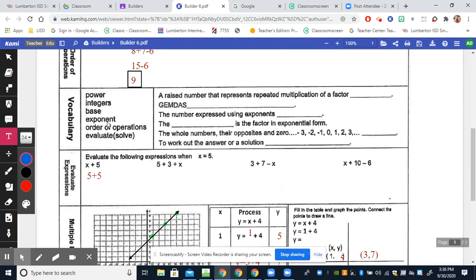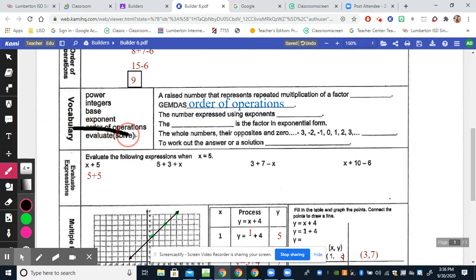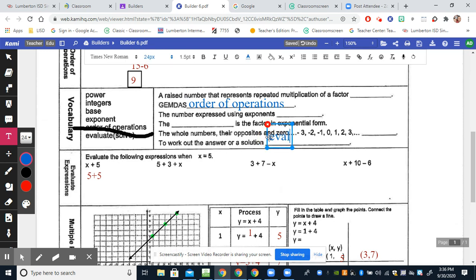Okay, I'm going to do this one right here. That is order of operations. So I'm going to come over here and I'm going to cross it out because I used it. Okay, I know what evaluate is. Evaluate means an answer. Here's the word answer, and I'm going to put evaluate. I'm going to move this down a little. Now I'm going to cross it off.